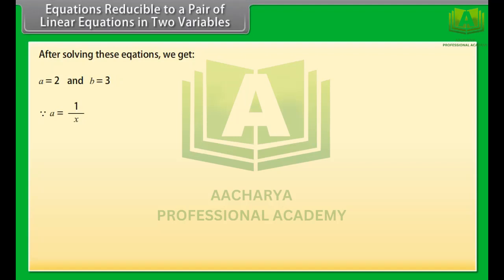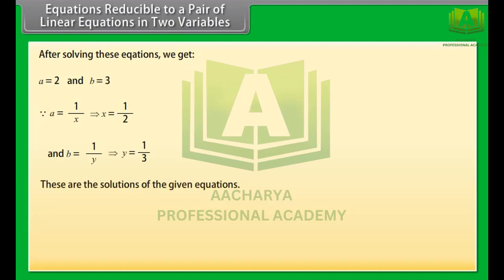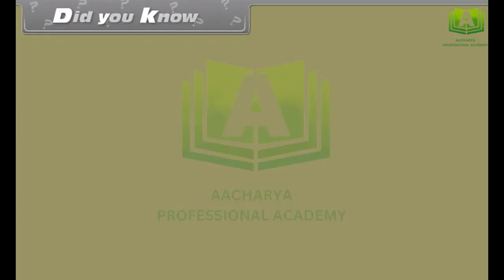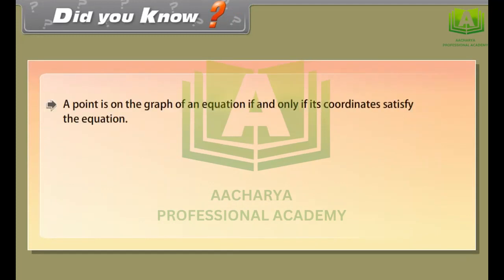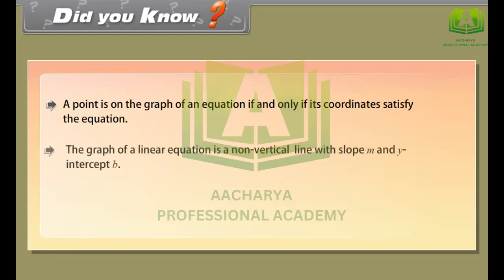Therefore, a is equal to 1 upon x, it implies x is equal to 1 upon 2, and b is equal to 1 upon y, it implies y is 1 upon 3. These are the solutions of the given equations. Did you know? A point is on the graph of an equation if and only if its coordinates satisfy the equation. The graph of a linear equation is a non-vertical line with slope m and y-intercept b.